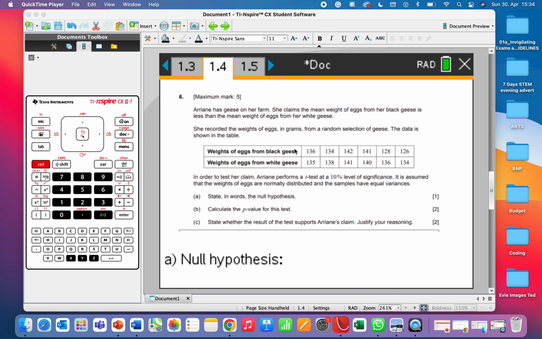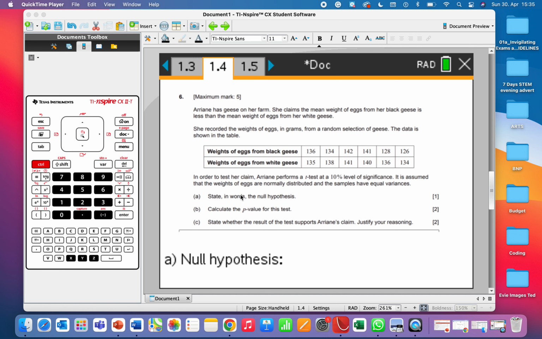Looks like a t-test, two-sample t-test. We have a sample of eggs from black geese and a sample of eggs from white geese, and the farmer wants to know, is there a difference? In particular, she claims that the mean weight of eggs from her black geese is less than white geese's.